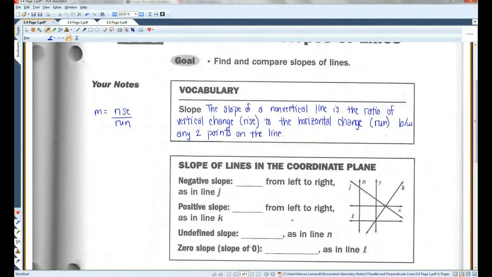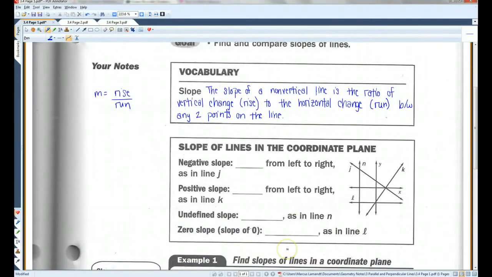If you have a negative slope, the line falls from left to right, as in line J. Okay? This has a negative slope. If the slope is positive, it rises from left to right, kind of like line K. This one has a positive slope. Undefined slope is vertical. So like line N, this has an undefined slope, or no slope.